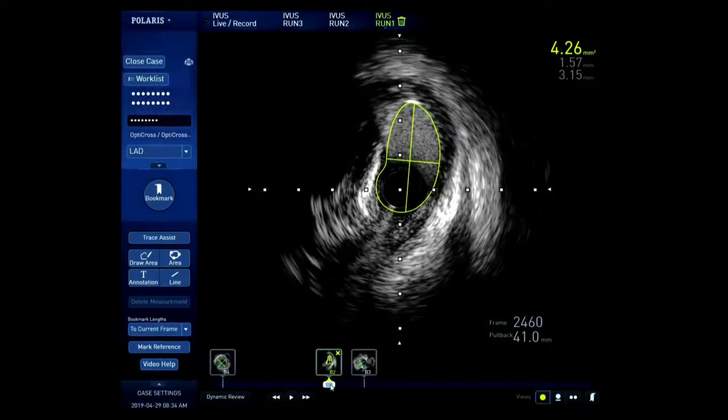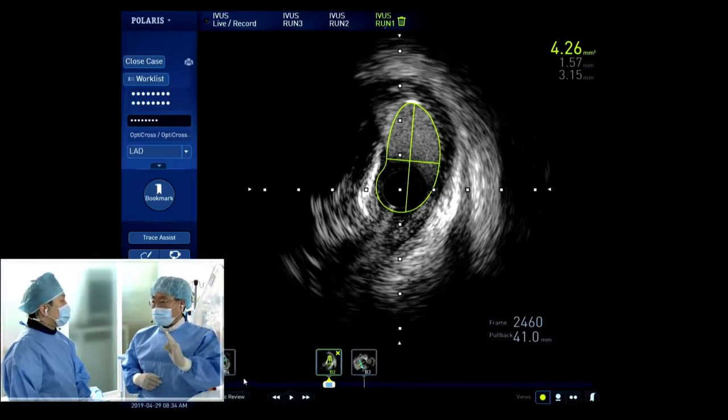And very important findings, yes. The circumflex ostium is big. However, it is absolutely free of disease. The diagonal branch ostium is also absolutely free of disease, yes. Right?